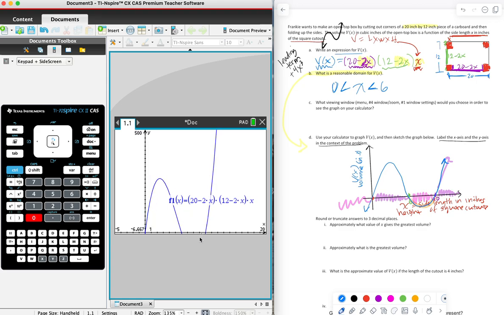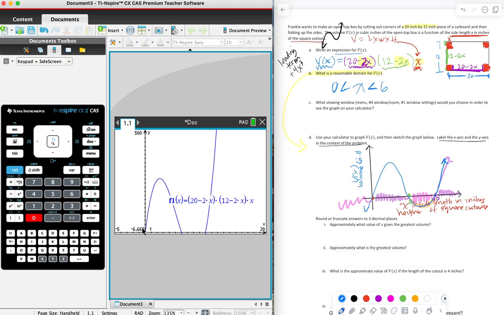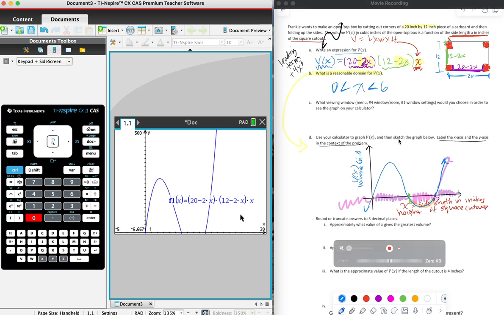I didn't go down very far, so I can't see the whole graph. But we just said this doesn't matter, right? The only part of the domain that matters is from 0 to 6, so I only need this portion of my graph. So what is your viewing window? You can make a decision and put that here when you've decided.